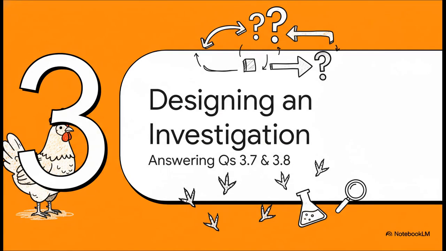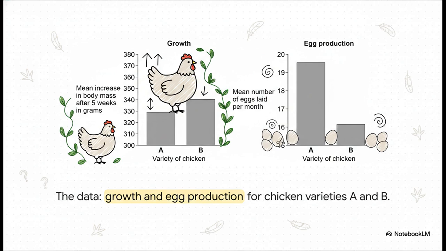We're moving away from pure genetics and putting on our lab coats to think about experimental design. The next couple of questions are all about how you'd run a proper, fair scientific investigation using some data on chickens. So here's the data we're working with. We've got a couple of bar charts comparing 2 different chicken varieties, A and B. One chart shows how fast they grow, and the other shows how many eggs they produce. This is the info we need for the next few questions.